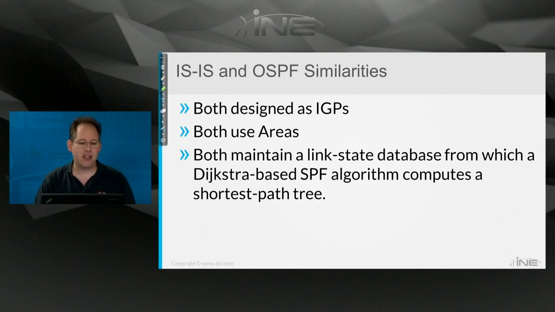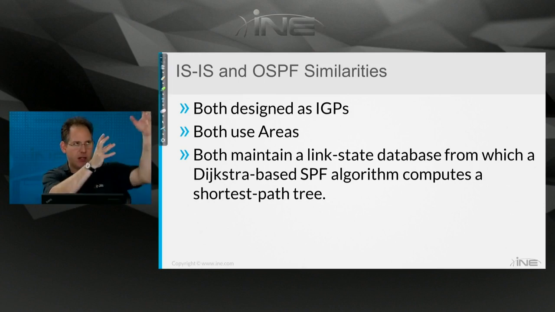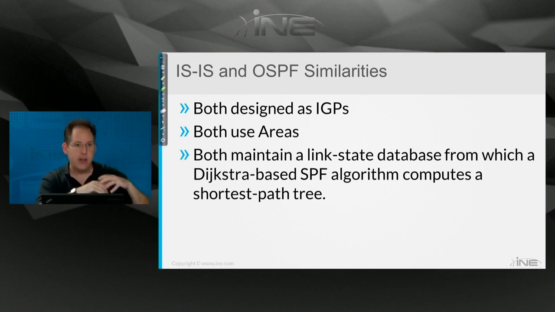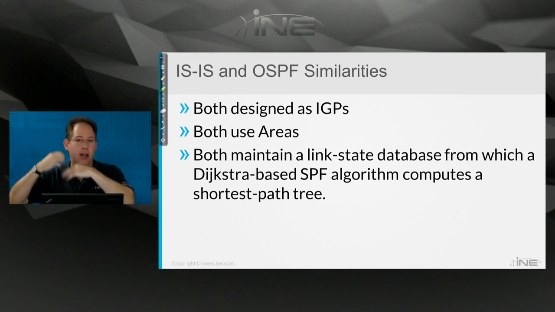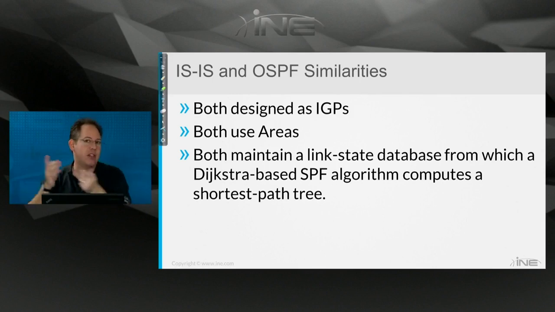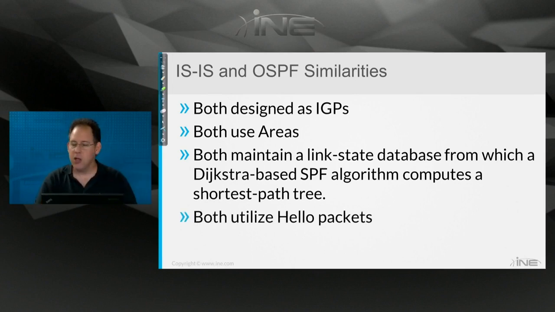Both of them maintain a link state database. Actually, the link state database starts out first. That's where you take your LSAs or your LSPs and you put them in there and you sort them. And then from the stuff that's in your database, the shortest path first runs using the Dijkstra algorithm. It pulls those things out of there, builds a tree, and computes the shortest path to any particular prefix. So both OSPF and ISIS do that in the background. Both utilize hello packets to discover neighbors and to maintain existing adjacencies.